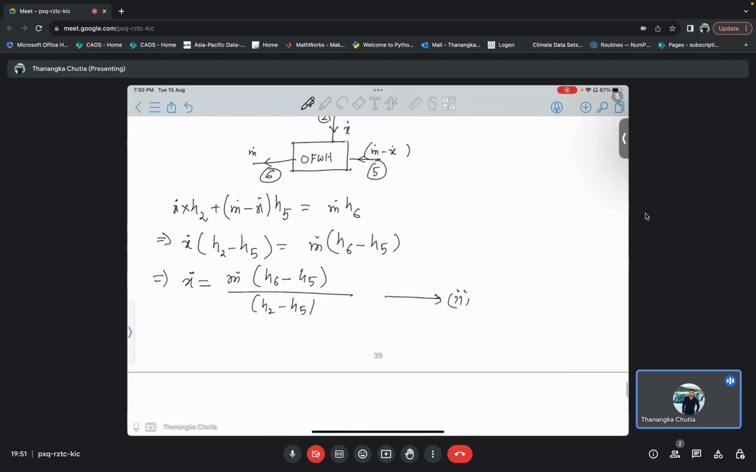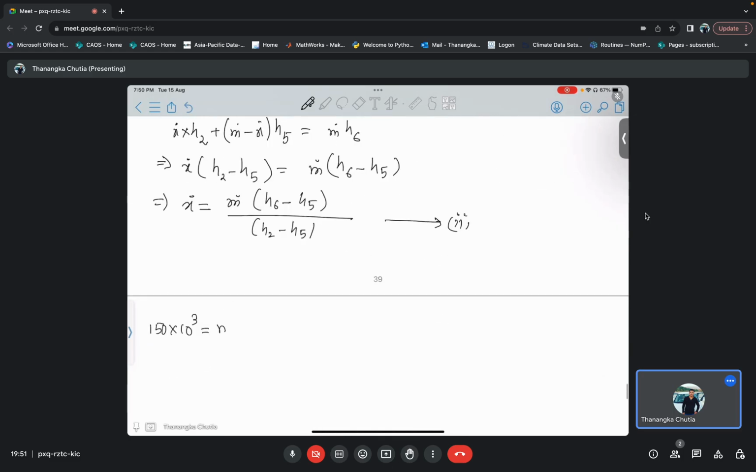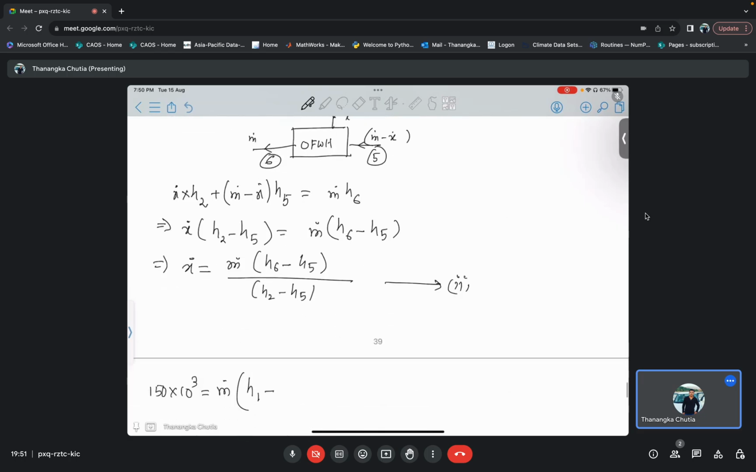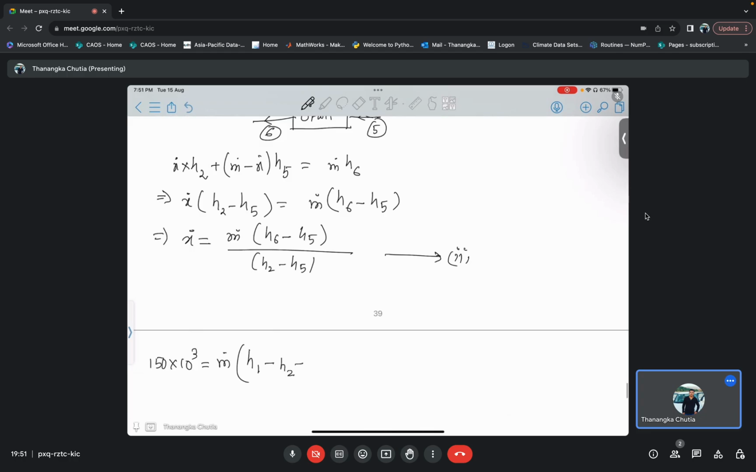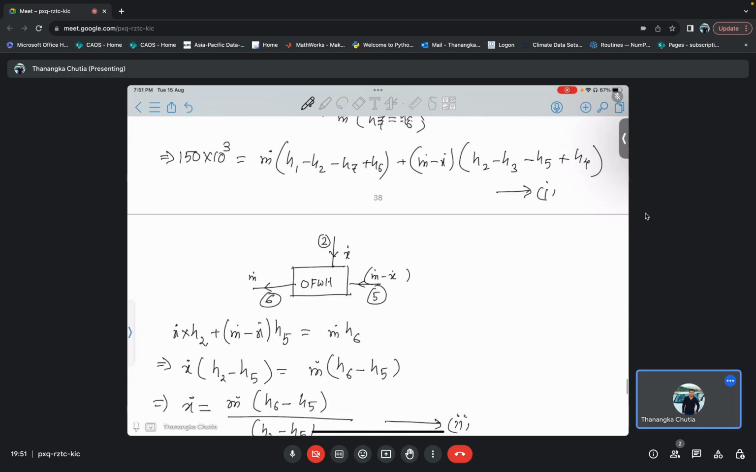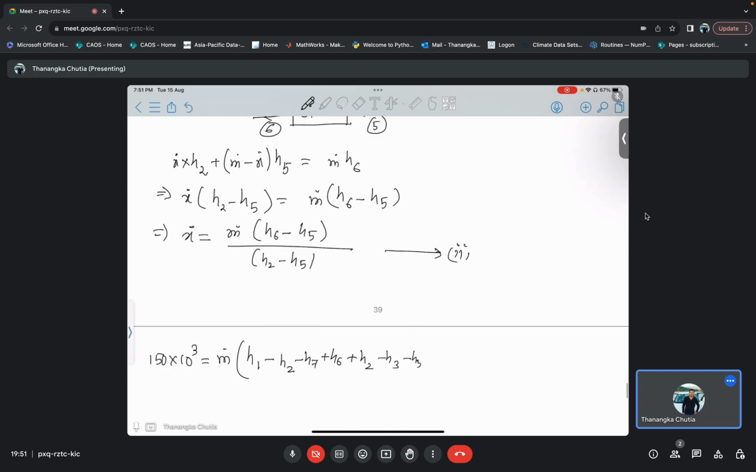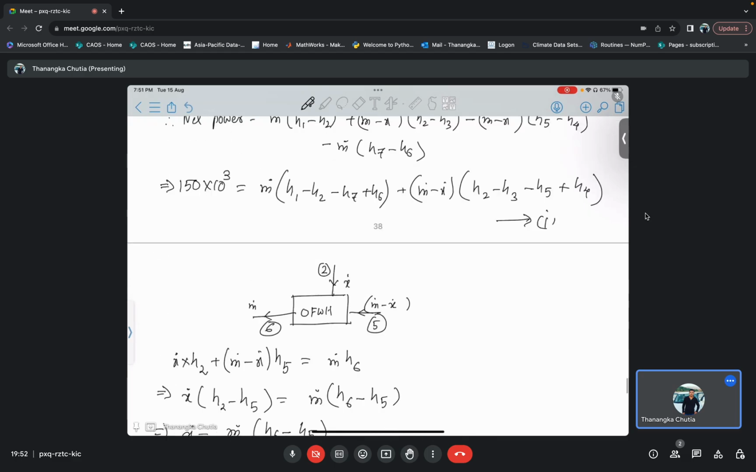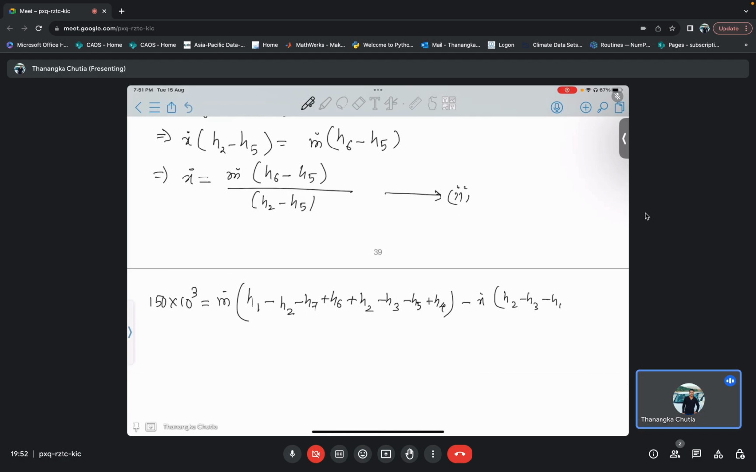Now put this equation here. 150 into 10 to the power 3 will be equal to m dot into H1 minus H2, minus H7 plus H6, plus H2 minus H3, minus H3 minus H5 plus H4, then minus x dot into H2 minus H3 minus H5 plus H4.